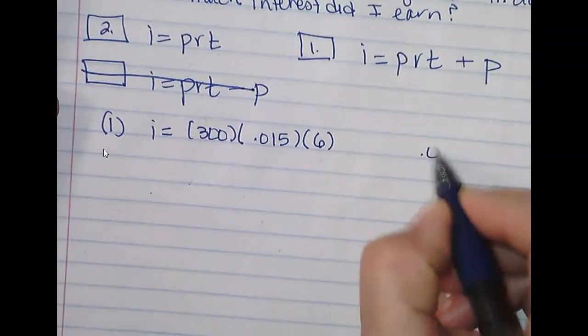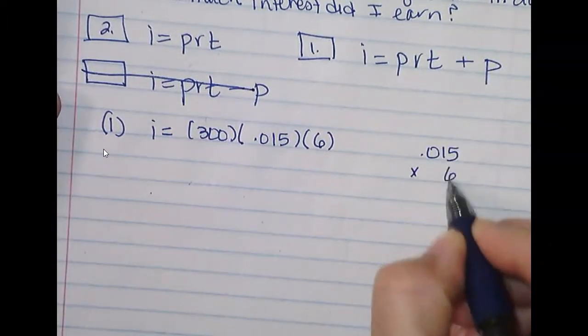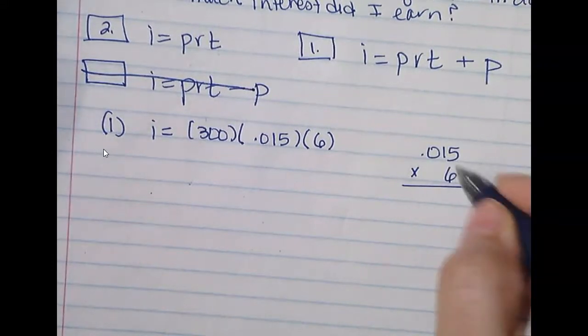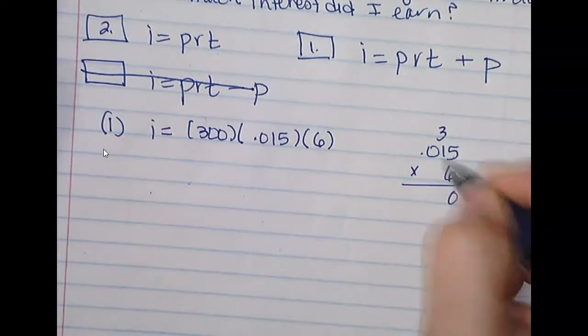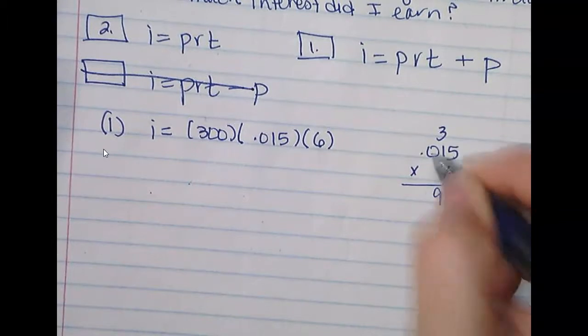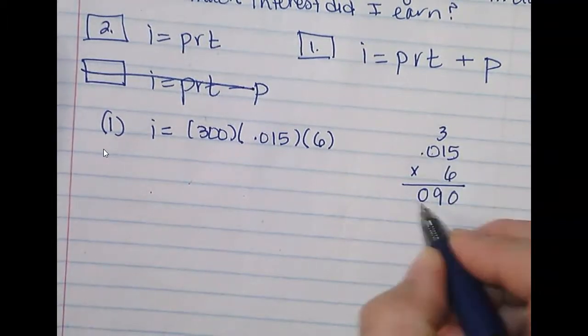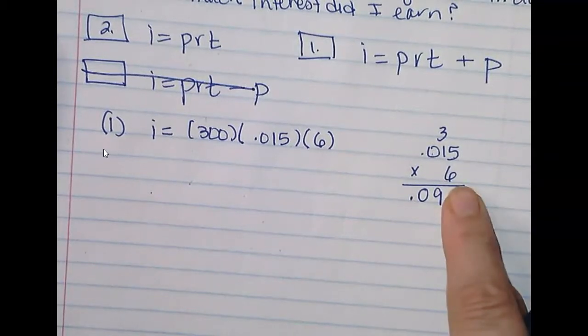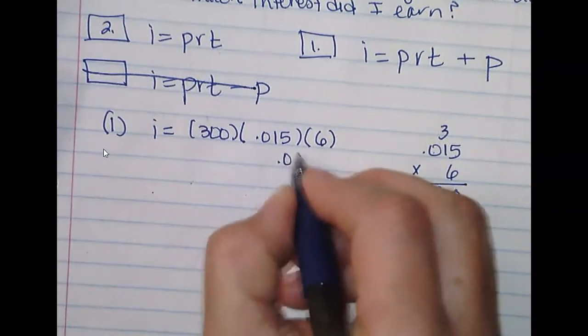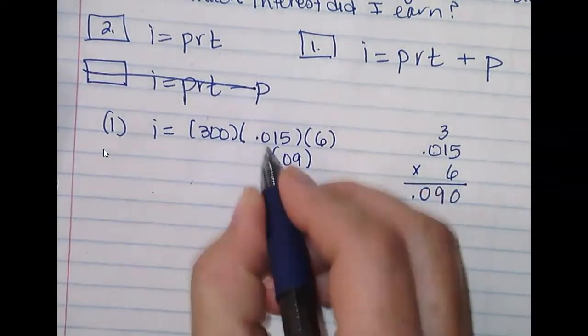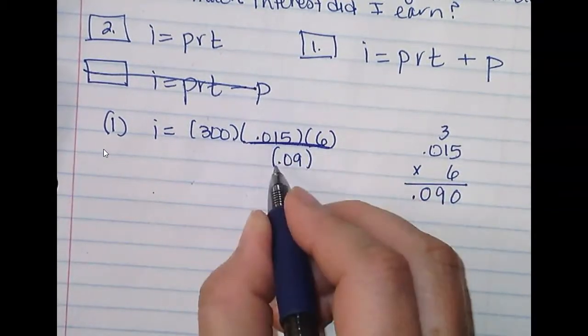So 0.015 times 6. Yeah, got to know some skills, right? 6 times 5 is 30. Carry my 3. 6, 7, 8, 9. 6 times 0. I hope you got 0. 3 places. 1, 2, 3. How much money is that? 9 pennies. Got it. 0.09. So these two numbers give me 0.09.